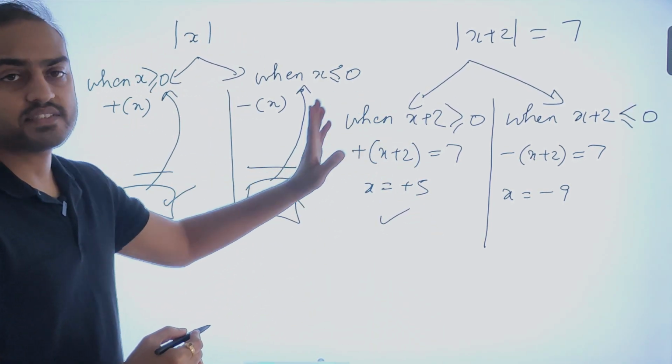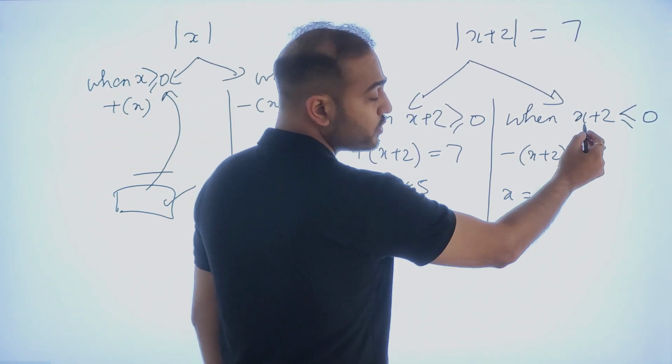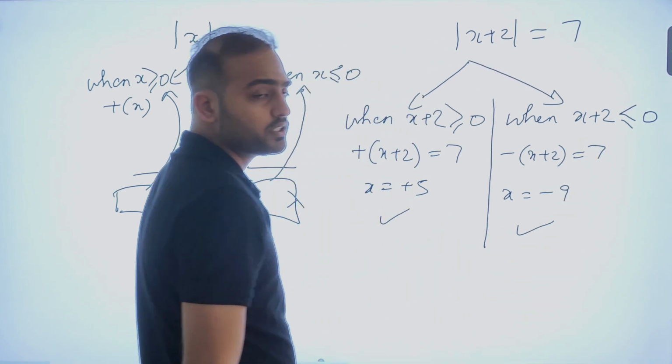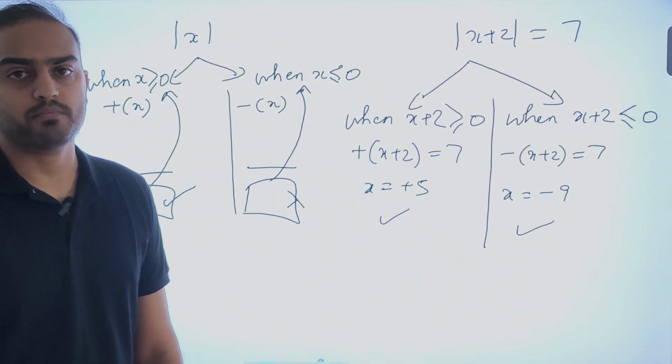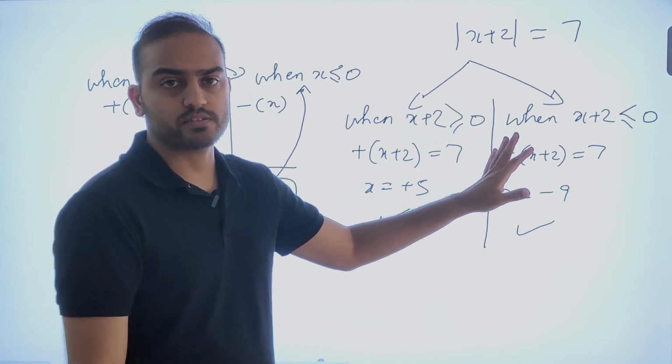Okay, plus 5 satisfies the condition. So this is acceptable. x equal to minus 9, this also satisfies the condition, so that is also acceptable. Since both the answers are okay, both values are my answers.